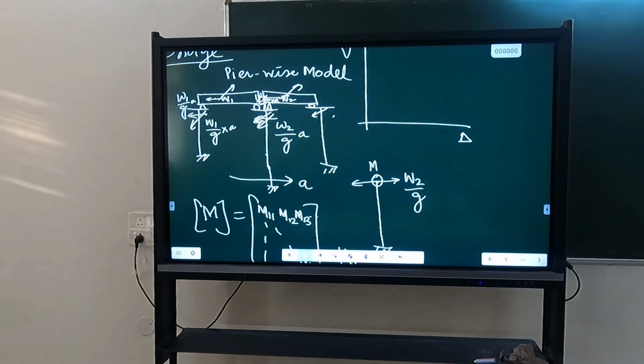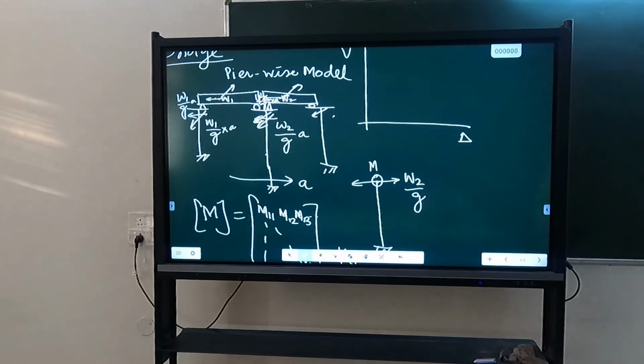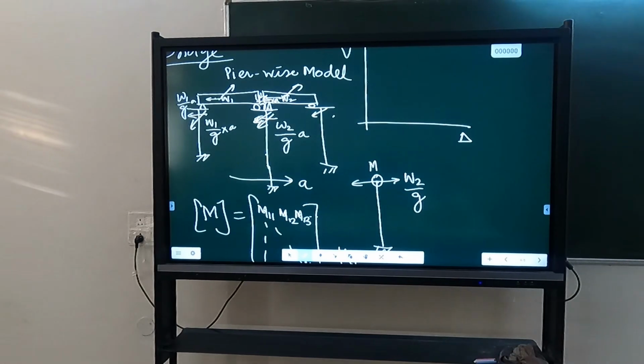Sir, you are giving acceleration to the middle pier, right? No, we are giving acceleration to the whole structure, not to a particular pier. You agree? Will half act here, or will it act in proportion to the stiffness? What do you think? Half, not in proportion to stiffness.